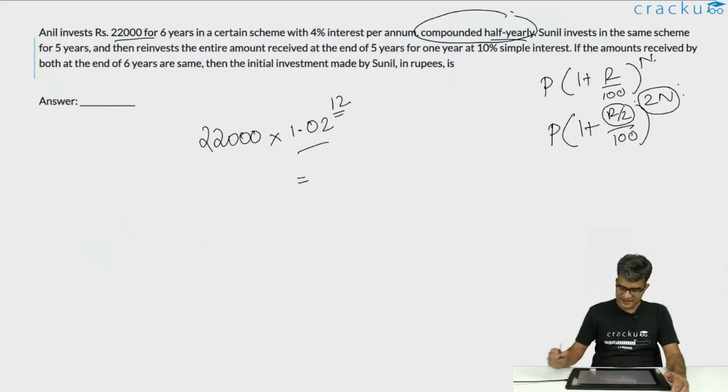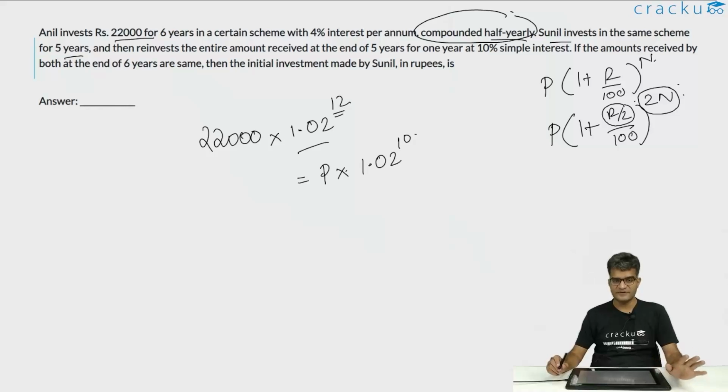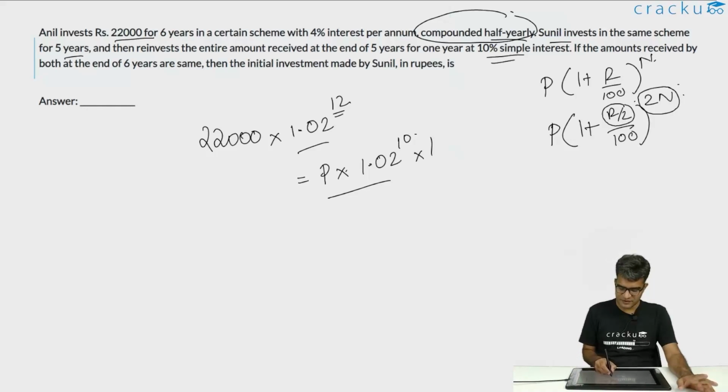This is the same as the amount that Sunil invests for 5 years. So let us assume that Sunil invests amount P. What is the amount at the end of 5 years? It will be P into 1.02 to the power 10. Because the rate of interest is the same, the time period is now 5 years. And at the end of 5 years, this is the amount he will receive. He invests this in a simple interest for 10% for 1 year. So again, you multiply this with 1.1.